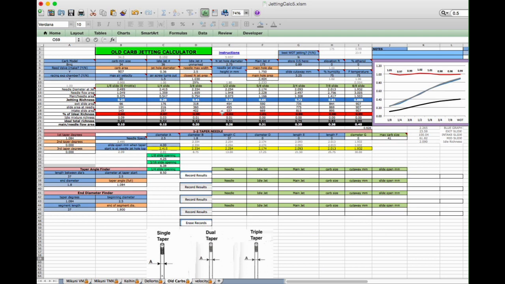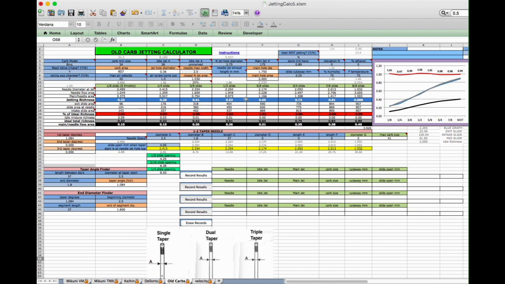This is for any carb that is not Mikuni VM, TM, TMS, TMX, Keihin, or Dell'Orto. And I just call it the old carb jetting calculator. You can put a Bing in there, you can put an Amal, you can put anything you want, but you've got to measure everything. The hardest thing to measure is that jet hole diameter. You might have to twist some solder together, put it in until it finally matches that hole, and then measure the width of that solder. Everything else is just digital calipers you can measure easy enough.